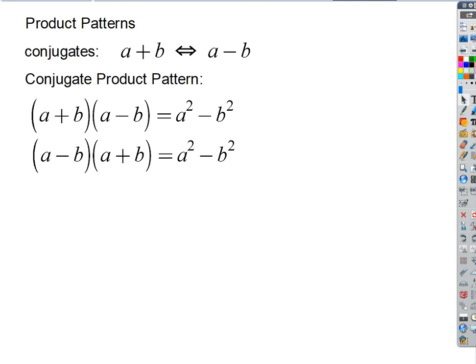Patterns. First one is the conjugate product pattern.